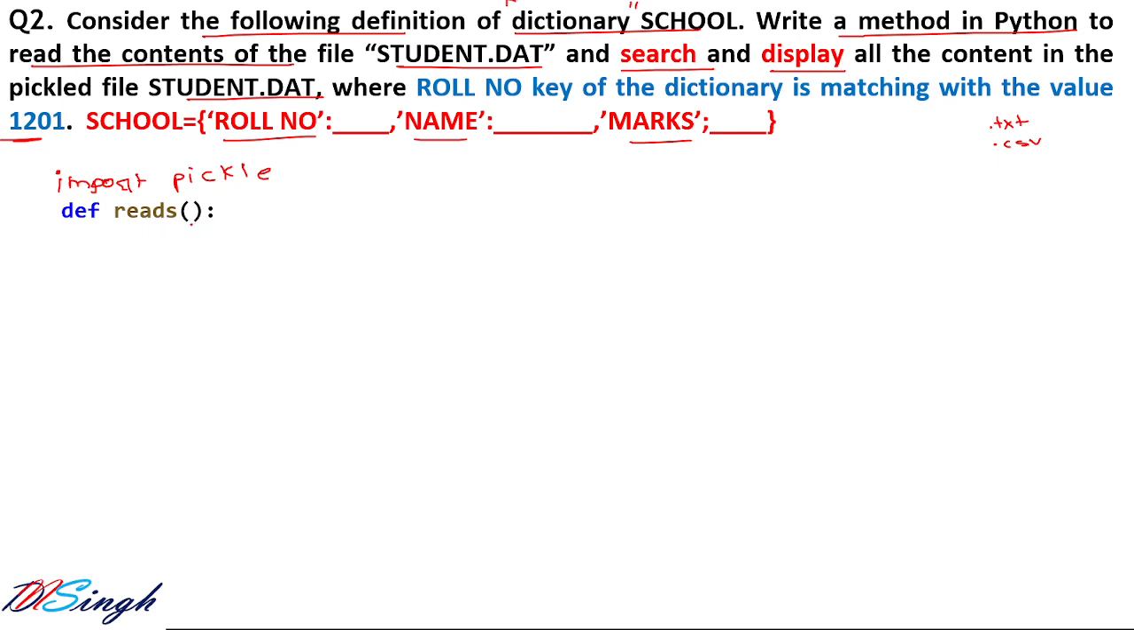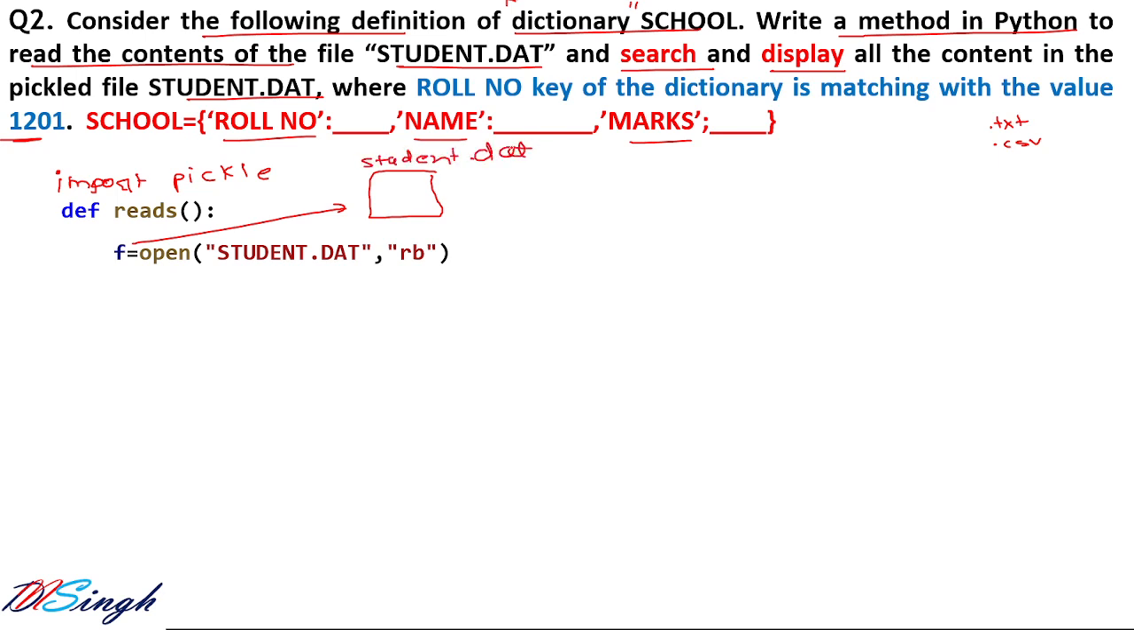After defining the function header, let us write the statement to open a file. The open function gives me the file pointer, or file handle, or file reference, which is attached to our file, student.dat. Because it is a binary file, we need to write the mode as rb. So we got a file pointer f.